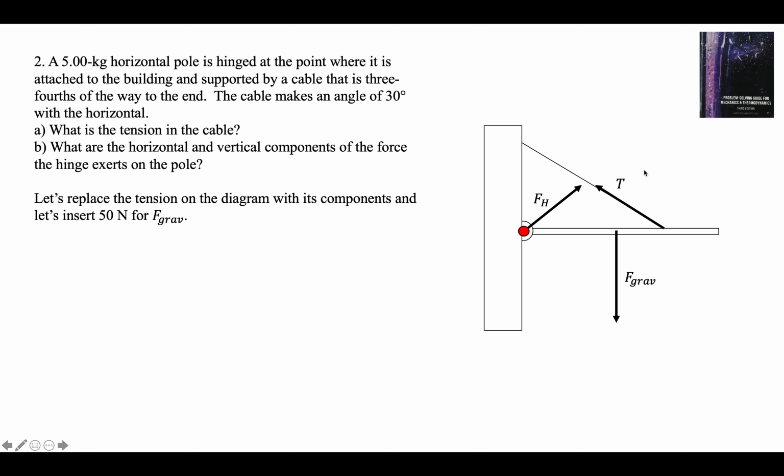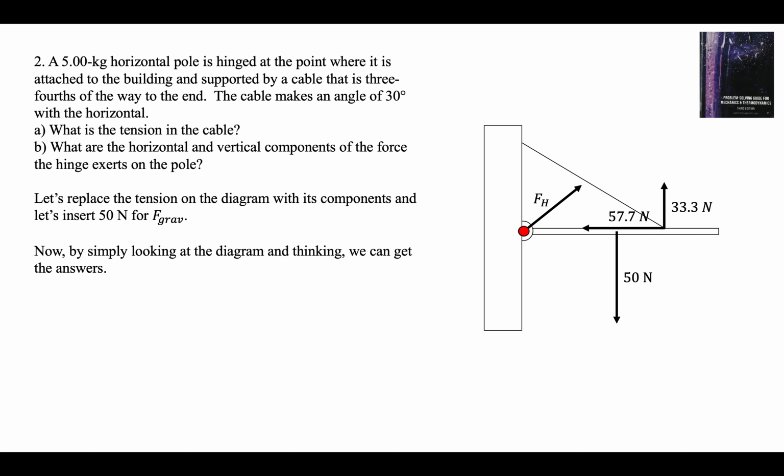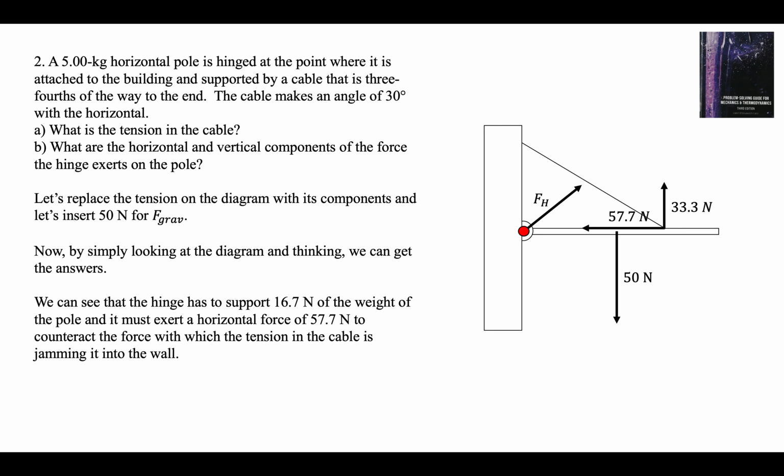So what we're going to do is replace the tension with the components. The vector is going to go away. We put the components in, 33.3, 57.7. Now it should be pretty straightforward. Look at the diagram, think until you get it.